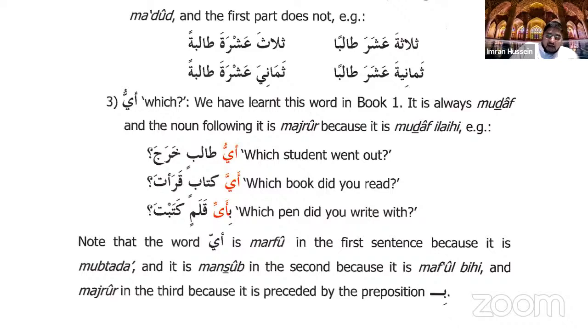Now, the reason why ayyu talibin comes with a dhamma: there are two reasons. Ayyu here comes with a dhamma, and ayya kitabin comes with a fatha. Whenever ayyu talibin comes at the beginning of the sentence with a dhamma, there are two reasons why it comes with a dhamma.